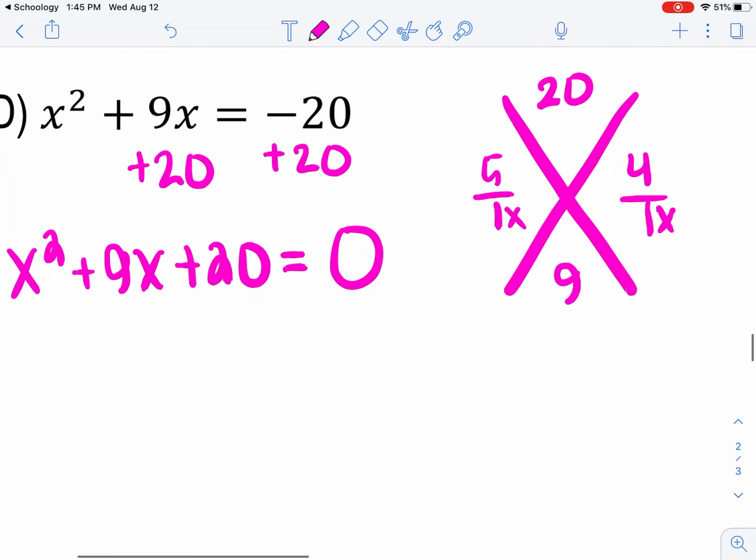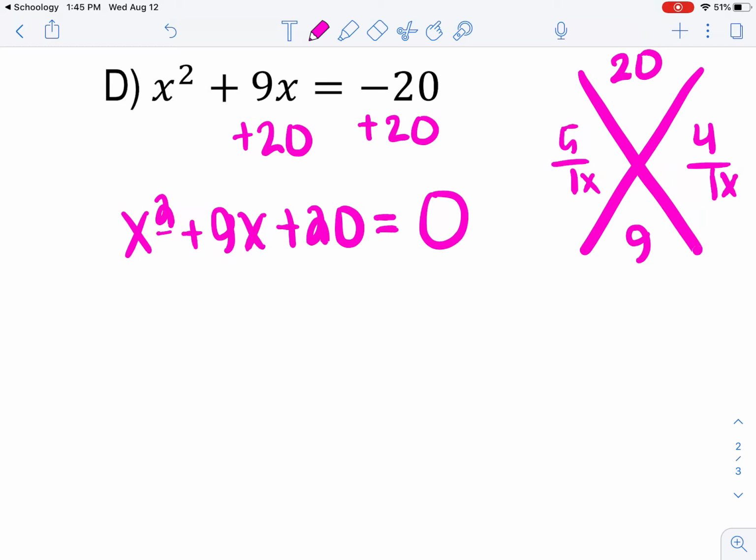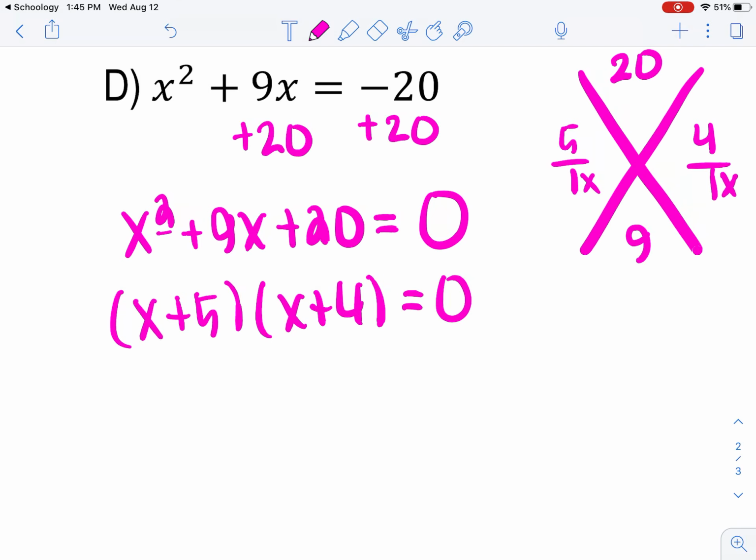Remember, this is my x term and my x term. Notice they have to multiply to give me x squared. They do. So my first binomial is x plus 5. My second binomial is x plus 4. And then I still have equals 0.